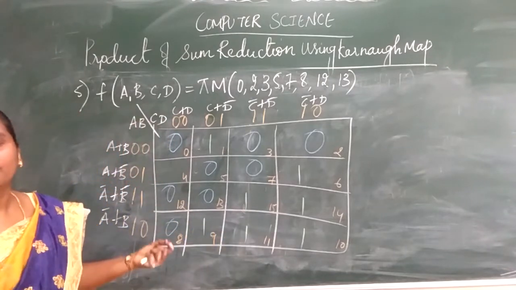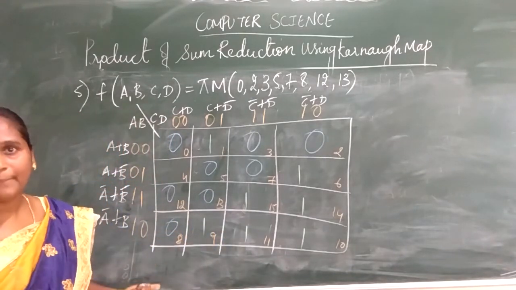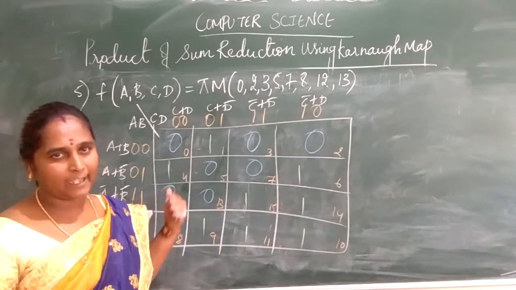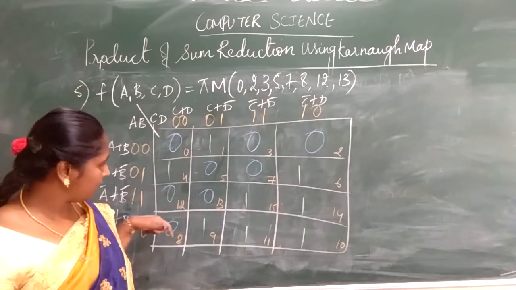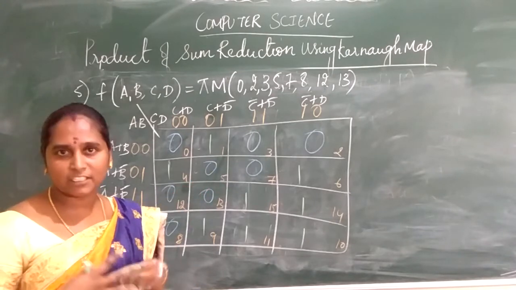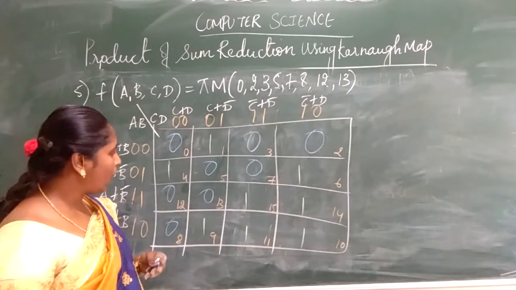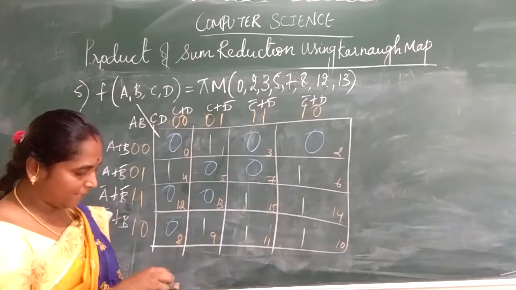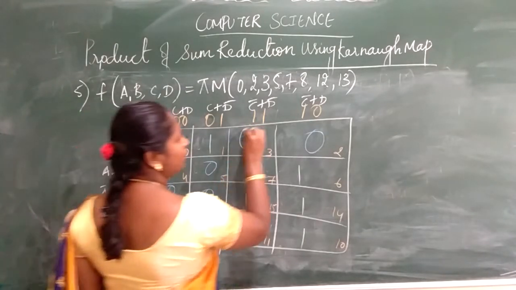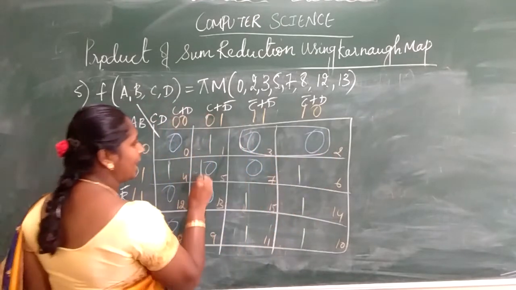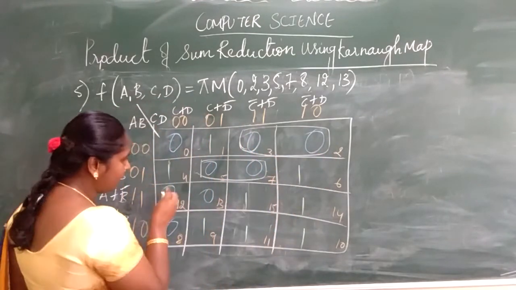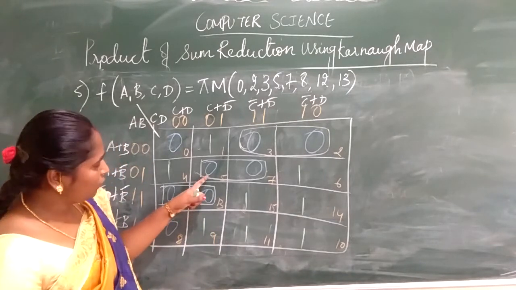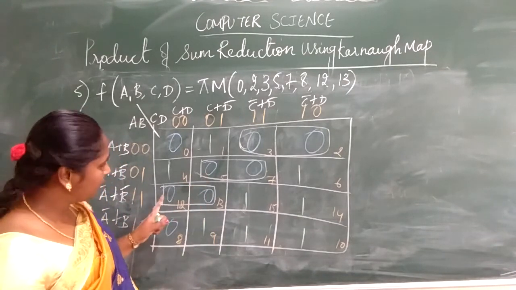For this you have to find the octets, quads and pairs. So you have to look for octets, quads and pairs. There is no octet, as the zeros are not adjacent to each other. Then you go for quad. The four zeros are not adjacent to each other. Then you go for pair. So here one pair is being formed, here another pair is being formed, and here the other pairs can be formed. See here, you can pair even these two, but this one is left out.